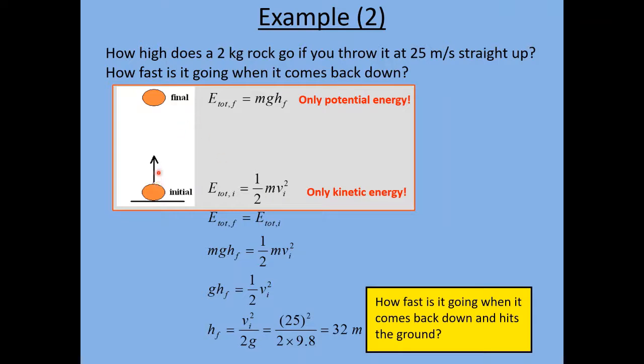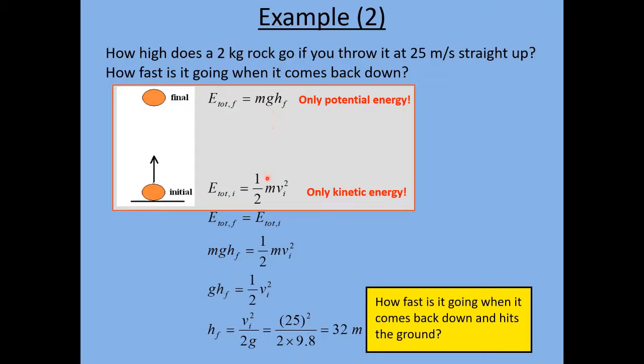When the rock goes up and reaches its highest point, it stops and then of course starts to fall back down. So at its highest point, the rock has no kinetic energy because its velocity has reached 0. So it has only potential energy in the final picture up here. So the energy of the rock is mgh.